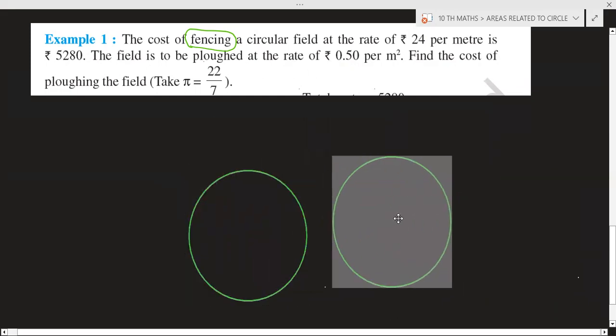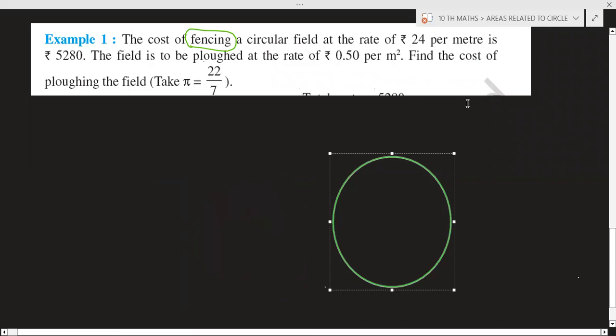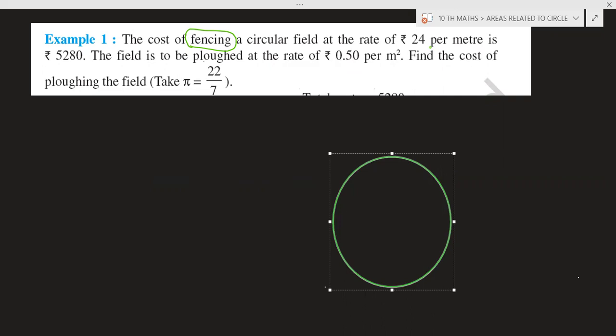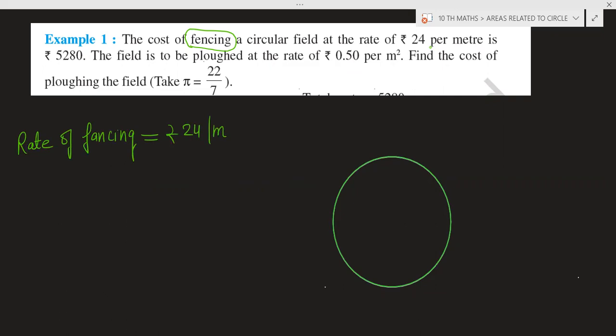Now for 1 meter, there is an expenditure of rupees 24. So you can write: rate of fencing is equal to rupees 24 per meter. For 1 meter of fencing you have to spend rupees 24.